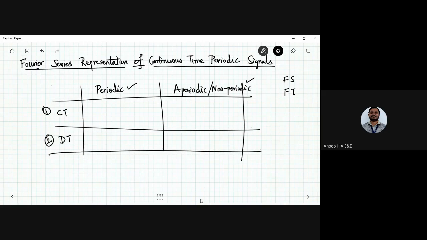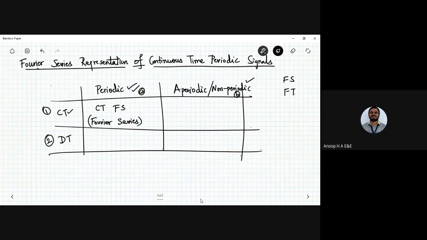Any continuous time signal which is periodic, I'll take it as A and I'll take the other as B here. So if I have a continuous time signal which is periodic, we are going to use the continuous time Fourier series. FS refers to Fourier series. This is one thing that you need to keep in mind: continuous time and periodic.